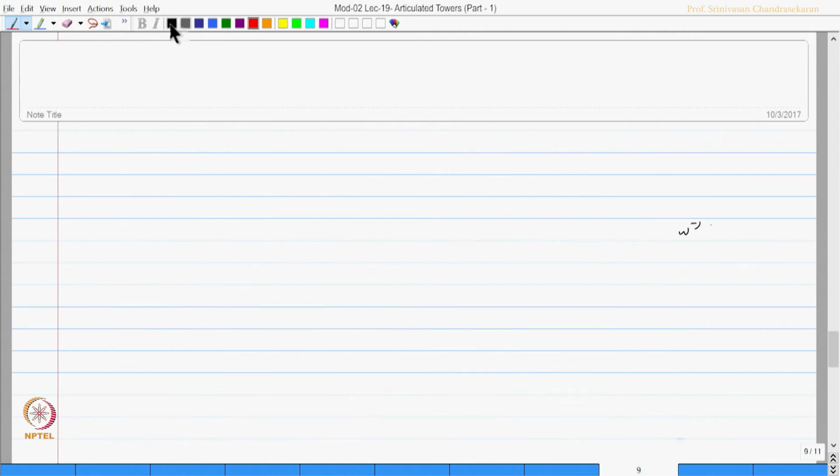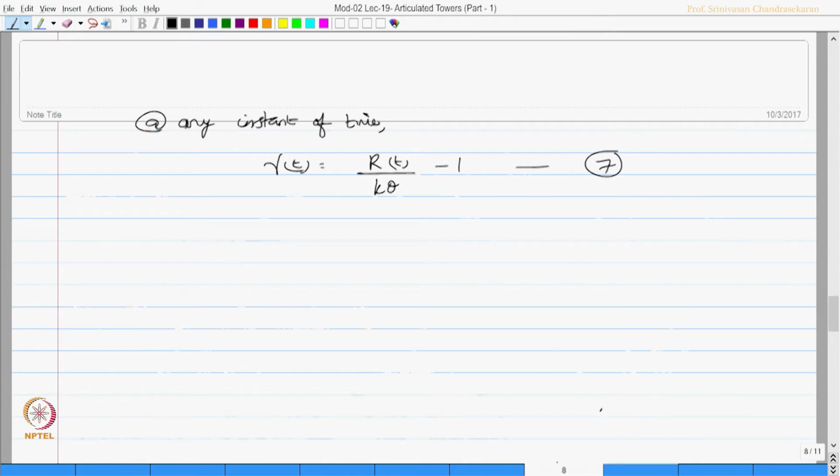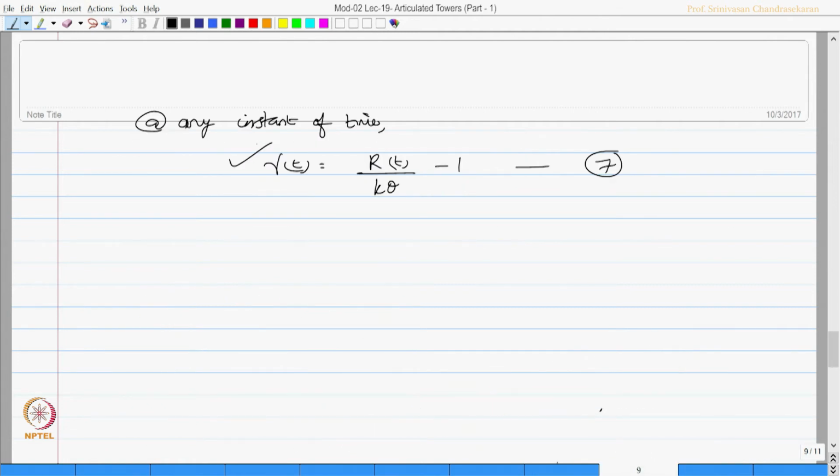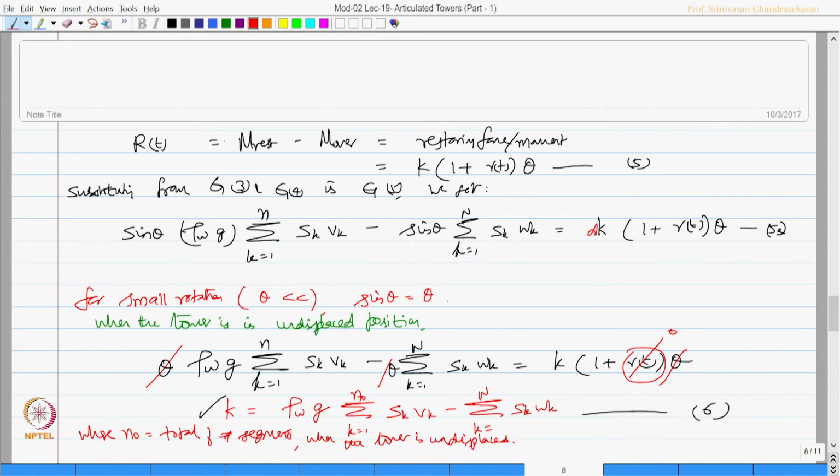So, at any instant of time, r t can be computed as R t by k theta minus 1, equation 7. So, gentlemen, please look at equation 6, which is this equation. It gives me k. Equation 7 gives me R of t. Please note that R of t depends on both theta and n at any instant of time. Hence, it is displacement dependent.